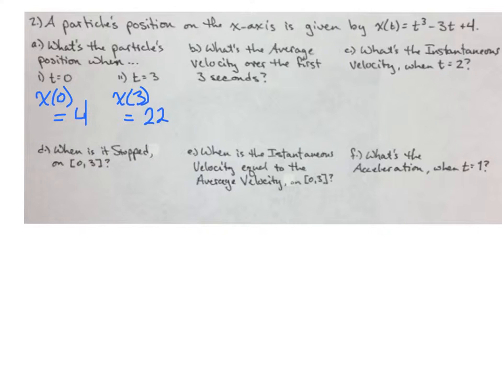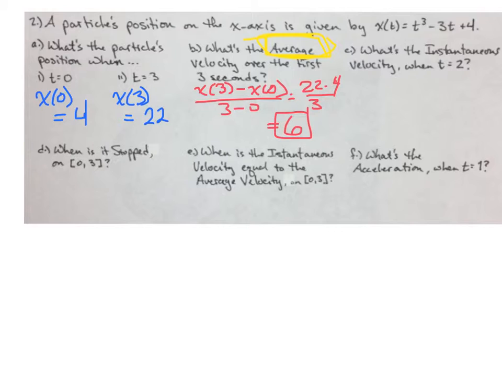For part B, we want to find the average velocity over the first 3 seconds. So this is really the most important word here, average. When we see average, what we're going to want to do is just find the slope. So we'll go x of 3 minus x of 0 over 3 minus 0. In this case, that's 22 minus 4 over 3. So 18 over 3 is just 6.